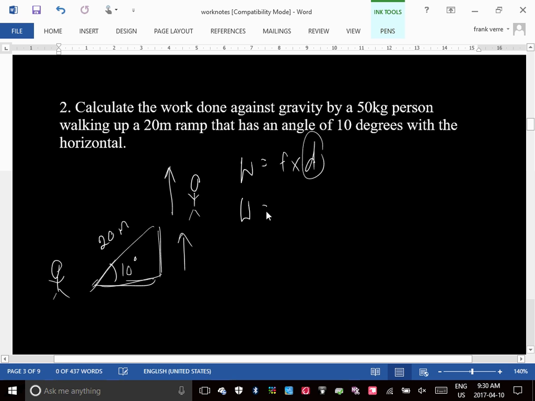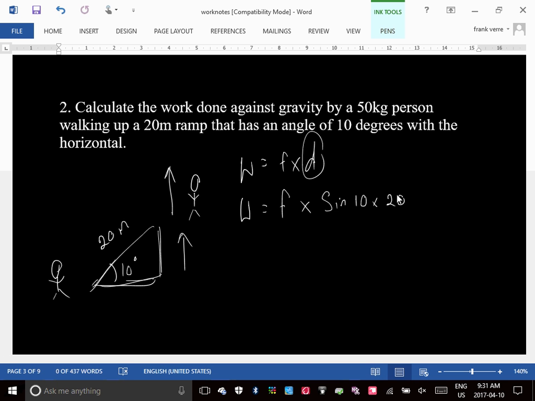So we can say, okay, well, work is force times distance. Now, distance will be what? The opposite side. So that would be sine 10 times 20. Okay, so that's our vertical component, right? So not 20.